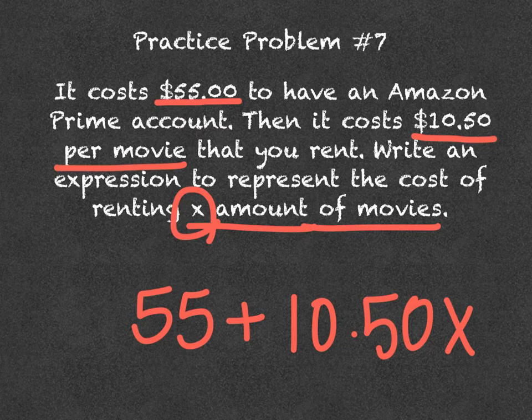Always ask yourself which of these two numbers is changing, the 55 or the 10.50, and whichever one is changing depending on how many movies you buy or whatever's happening, that's what the variable is going to be attached to.